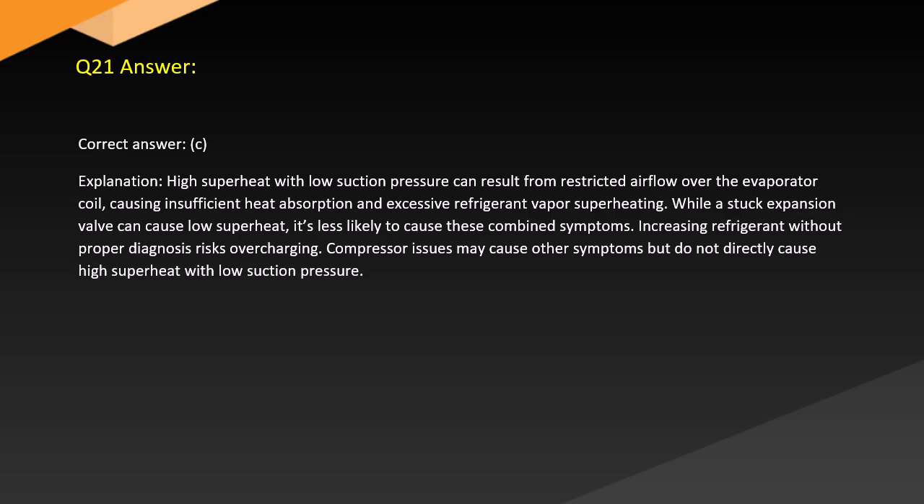Answer. Correct answer C. Explanation. High superheat with low suction pressure can result from restricted airflow over the evaporator coil, causing insufficient heat absorption and excessive refrigerant vapor superheating, while a stuck expansion valve is less likely to cause these combined symptoms. Increasing refrigerant without proper diagnosis risks overcharging. Compressor issues may cause other symptoms but do not directly cause high superheat with low suction pressure.